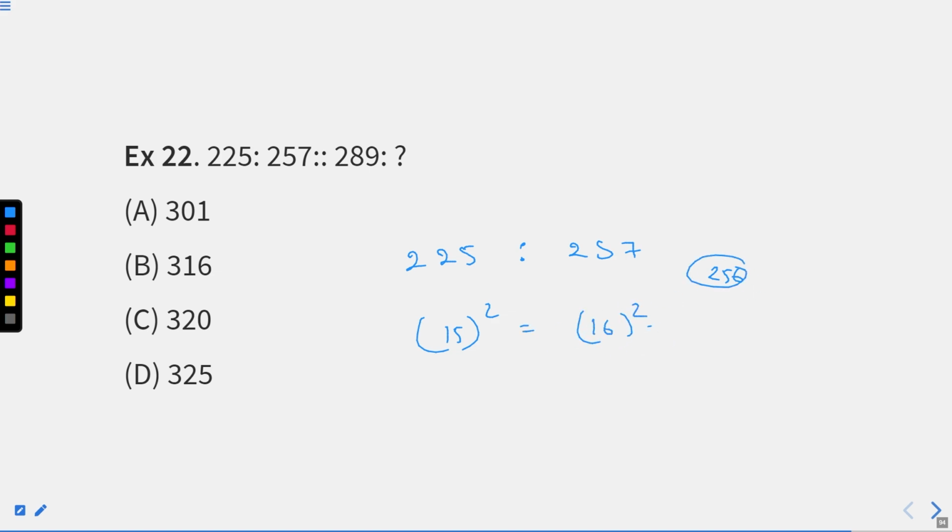16 square minus 1, we will get our 257. So whatever number is here, we'll add 1 to it, make it square minus 1. So we know that 289 is what? 17 square. So our answer will be 18 square minus 1. So 18 square we know is 324 minus... 324 will be 18 square, right?